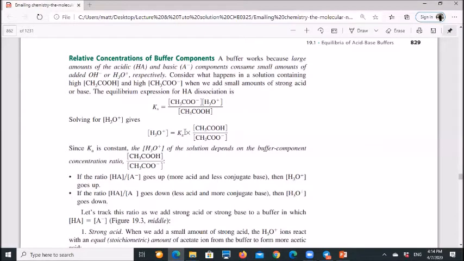So when we add strong acid or strong base, the concentration ratio of these components changes, and as this changes, the concentration of the hydronium ion changes. If the ratio of weak acid to conjugate base goes up, meaning more acid and less conjugate base, then the hydronium ion concentration goes up. If the ratio of acid to conjugate base goes down, meaning less acid and more conjugate base, then the hydronium ion concentration goes down too.